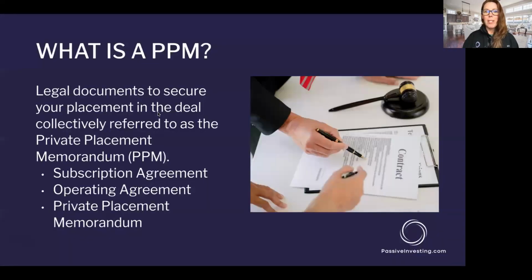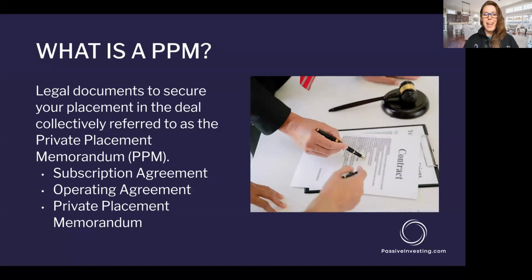It means Private Placement Memorandum. This is the legal documents that secure your placement in a deal. But it's not just, the PPM is actually one of the documents in a collection of documents. So we call it the PPM for short.